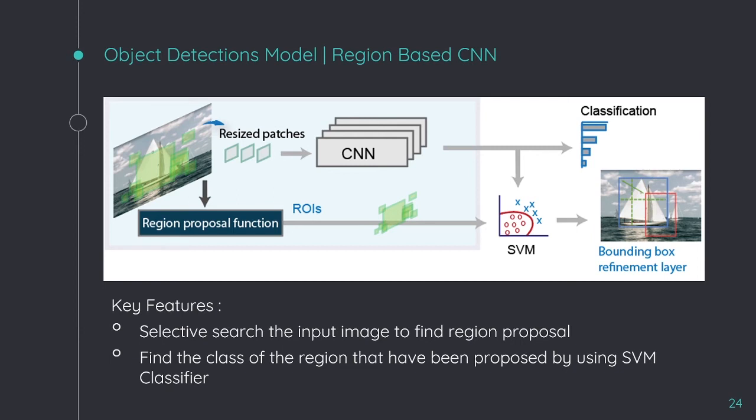There are two key features used in this model. First, we use selective search in the image to find a bunch of regions of interest to forward into the CNN model. And then we can use an SVM, or support vector machine classifier, to classify the regions of interest to find the class of the object in each region. So the output is the bounding box and the class of the object in the image.